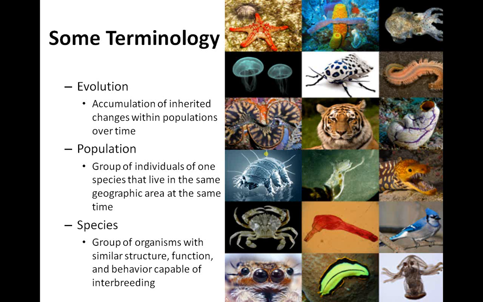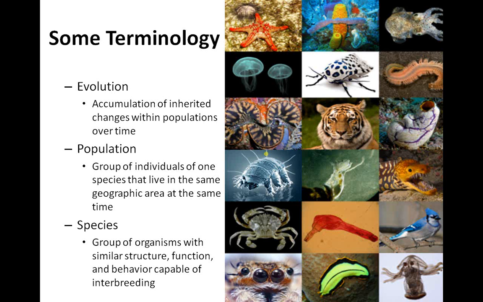In order to talk about this in more detail, we have to have some common language. First off, what exactly do we mean by evolution? Well, according to Darwin, evolution is the accumulation of inherited changes within populations over time. So if you want to look at this in the most basic way, it's changes over time. That's all evolution is. It doesn't propose anything about creation. All it proposes is what happens to populations and how they alter within given time periods.